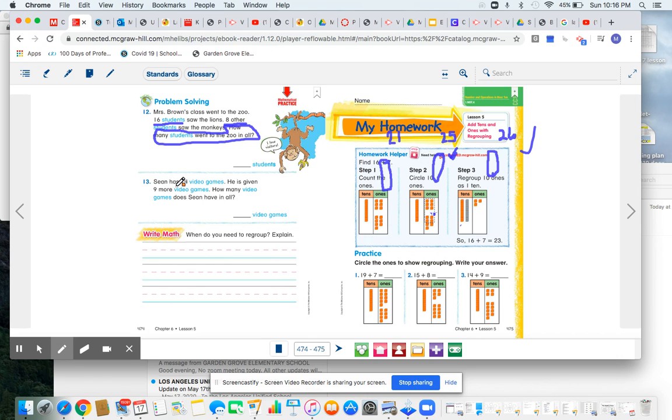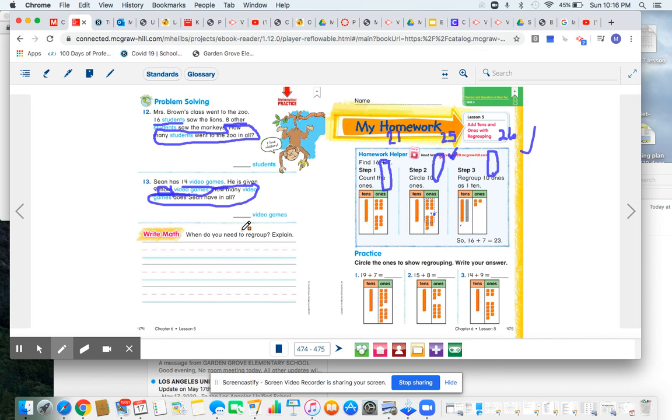Okay, Sean has 14 video games. He is given 9 more video games. How many video games does Sean have in all? So let's go. 14, I'm going to highlight. That's the number they give me. 9 more. And I'm going to box more because that's an important word. More means adding for us. How many video games does Sean have in all? This is the question we're going to circle. Go ahead and answer that.